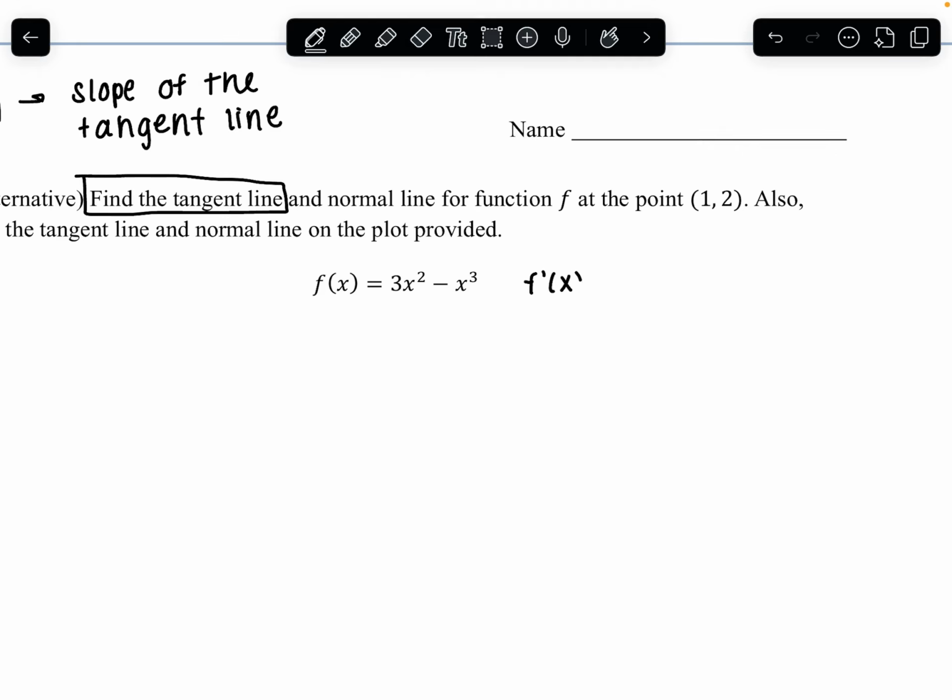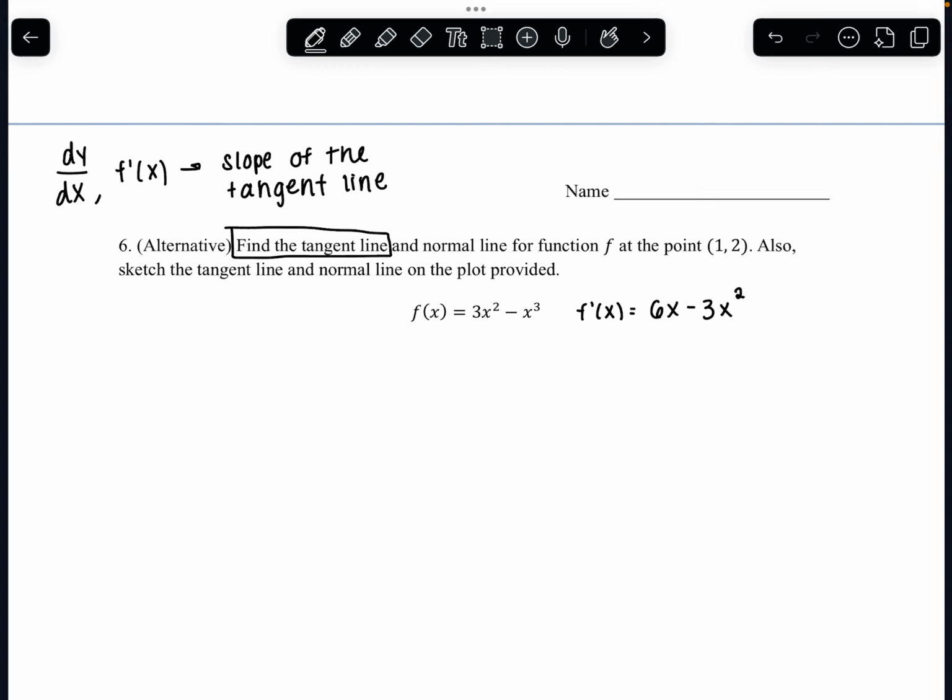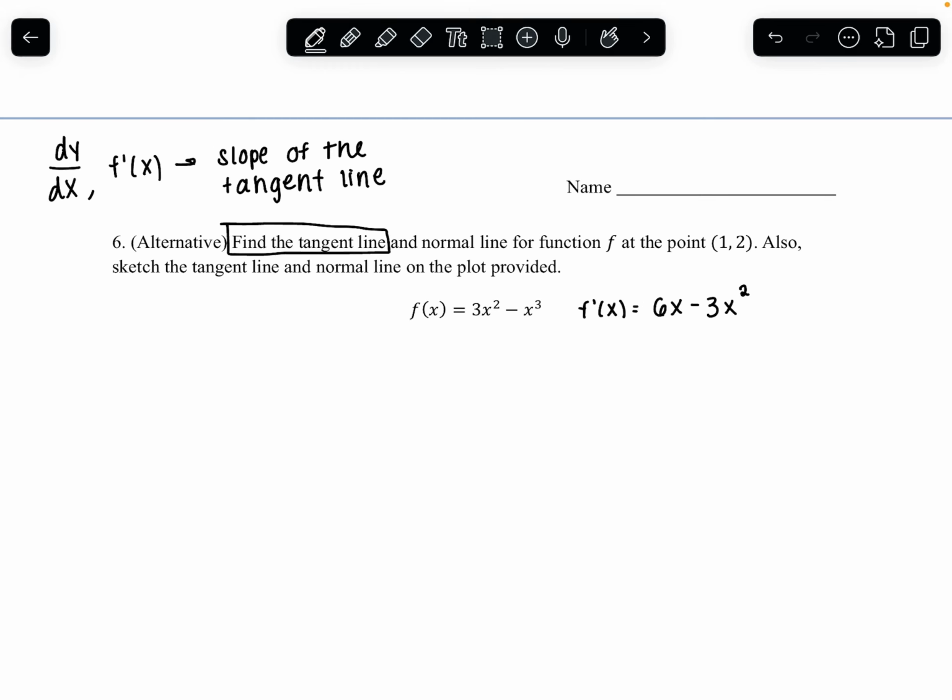So for f prime, we just need the power rule here, which is really nice. That's 6x minus 3x squared. Now, you're probably like, Meg, that does not look like a slope, right? When we think of a slope, we're picturing a number. Well, this gives me the equation to find the slope of the tangent line at a given x value. So if I want to find the slope of a tangent line at any point on this curve, all I need to do is plug the x value into the derivative.